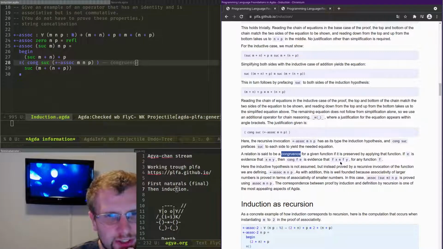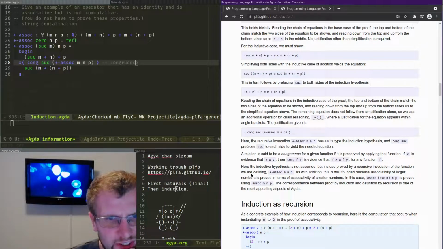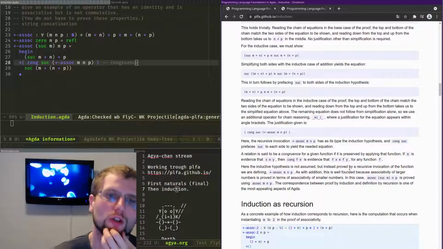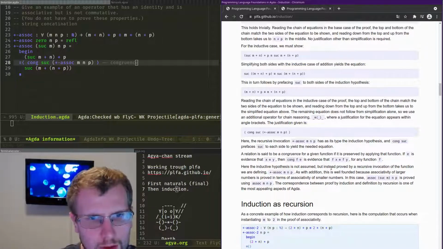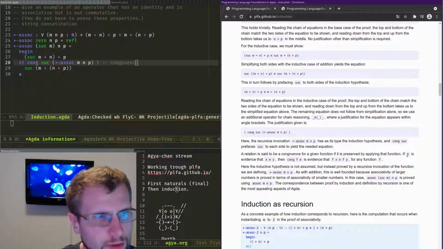Well, it's not a functor, it's a function. The difference. Conc f E is evidence that f of x equals f of y. Oh, okay. So E is your evidence that x is equal to y. Conc f E is evidence that if you put it in the function, f x. Oh. So this is asserting the result is the same. Congruence.